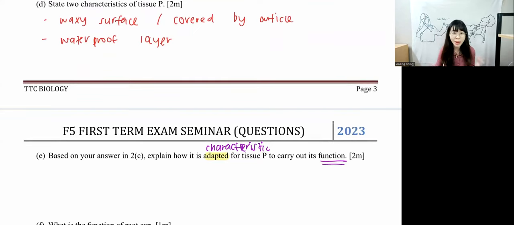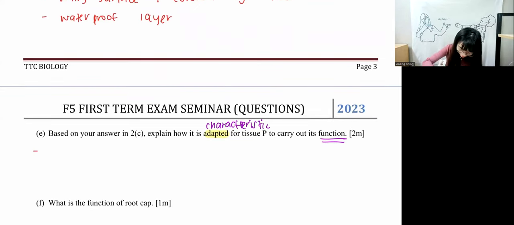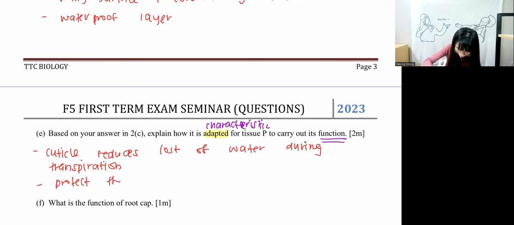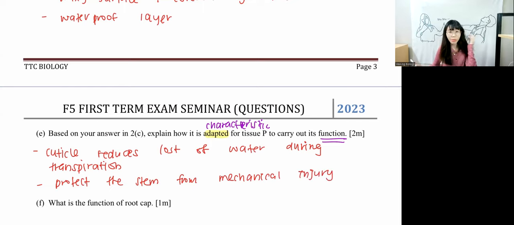When it asks about the label part, you have to say cuticle reduces loss of water during transpiration. It protects the stem from mechanical injury, or you can say from pathogen also, can, mechanical injury also, correct?